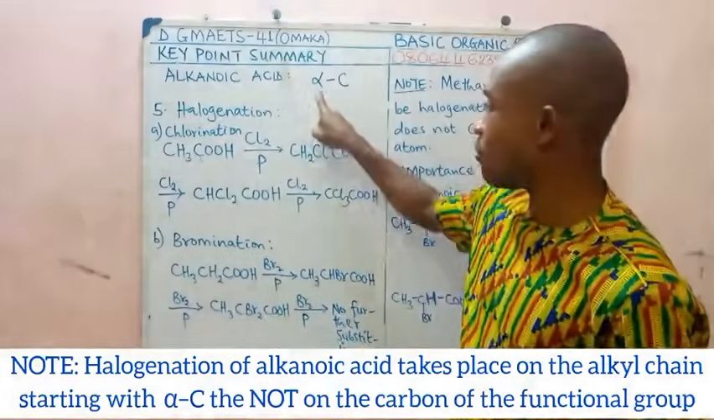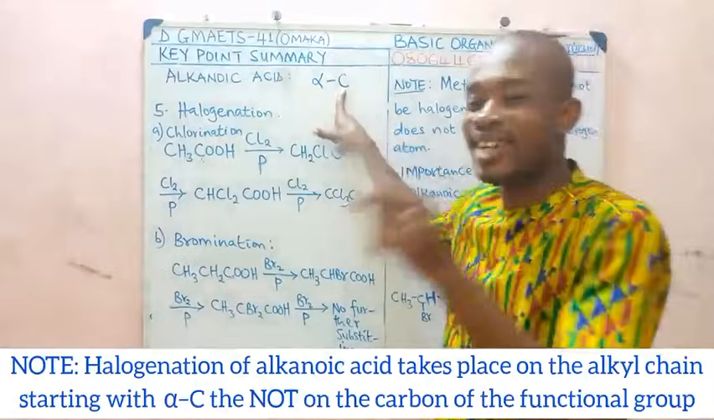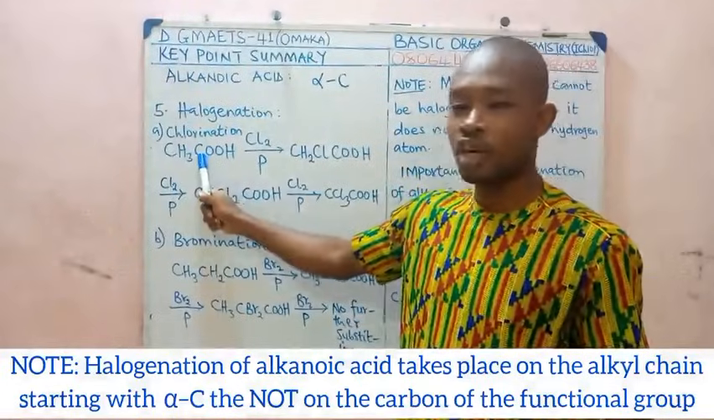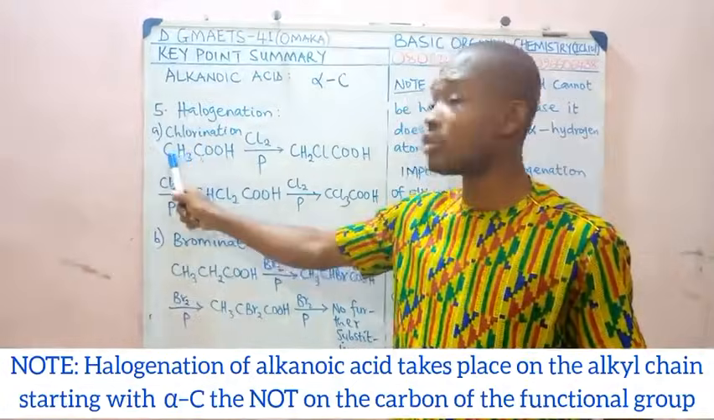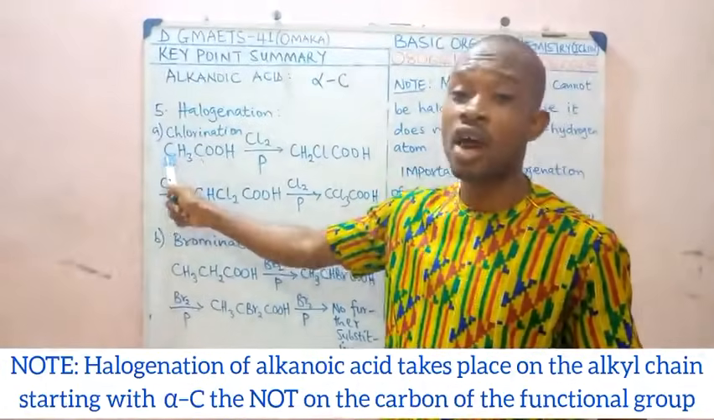And what do we mean by alpha carbon? Alpha carbon is that carbon directly attached to the carbon of the functional group. For example here, the carbon of the functional group is this. This carbon attached to it directly, bearing this H3, is called the alpha carbon. The hydrogen attached to the alpha carbon is called the alpha hydrogen.